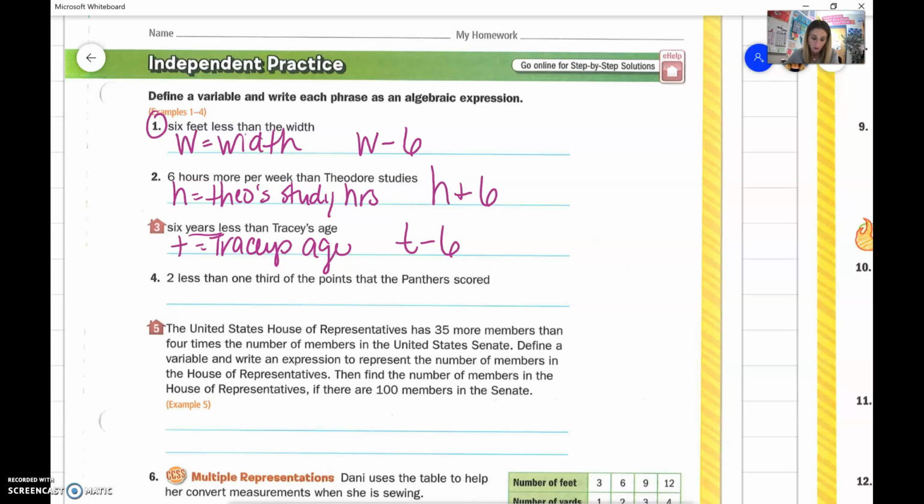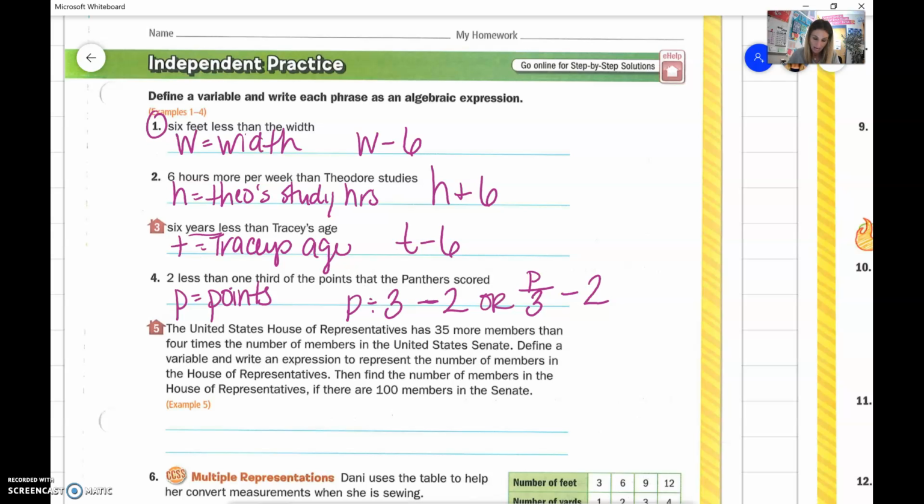All right. 2 less than 1/3 of the points the Panthers scored. So we're going to put P for points to represent what the Panthers scored. So 2 less than means we're going to take 2 away. But let's talk about that's 1/3 of the points that they scored. So we could take P divided by 3 minus 2. Okay. We could put P over 3 minus 2 because that's dividing. So you can write it one of 2 ways.